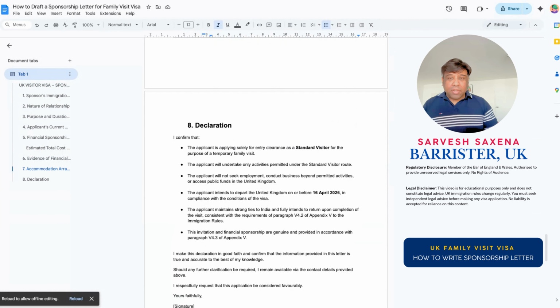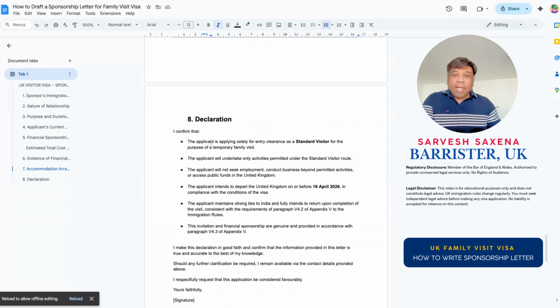Then the declaration is really important. So I confirm that the applicant is applying solely for entry clearance as a standard visitor for the purpose of a temporary family visit. So he confirms the applicant will undertake only activities permitted, which is sightseeing. The applicant will not seek employment or conduct business beyond permitted activities or access public funds in the UK. Public funds are benefits which you are not allowed unless you have British citizenship or settled status, once you pay taxes in the country lawfully.